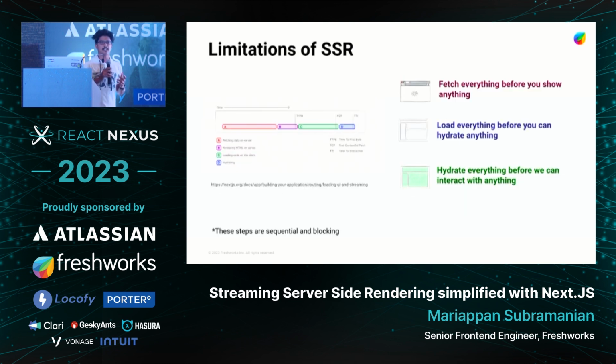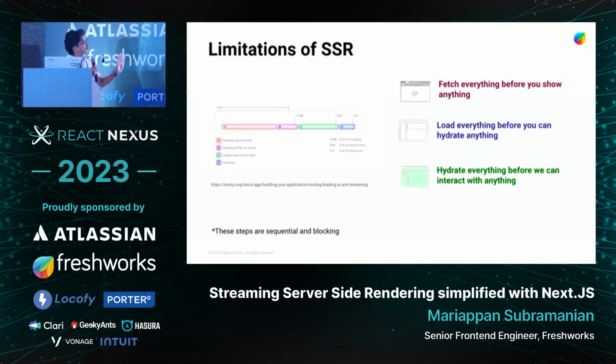Consider the key performance indicators like time to first byte, first contentful paint, or time to interactive. These are basic metrics any web developer would be concerned about. These four indicators map to the previous four stages. If you look at these things, this happens one by one. These steps are highly sequential and blocking. I can't proceed to the next step until the first one is completed.